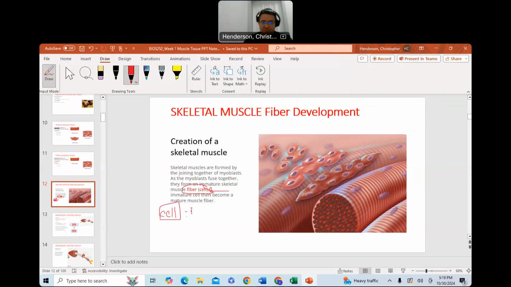Muscle cell equals fiber. So what does that mean? Well, a cell, you remember from chapter 3, had a nuclear membrane. A muscle fiber is going to look like this. It is still a cell. It just looks different. They have different structures that allow them to do different things. There's a cell membrane over a muscle fiber. This is called the cell membrane. This is called the sarcolemma.